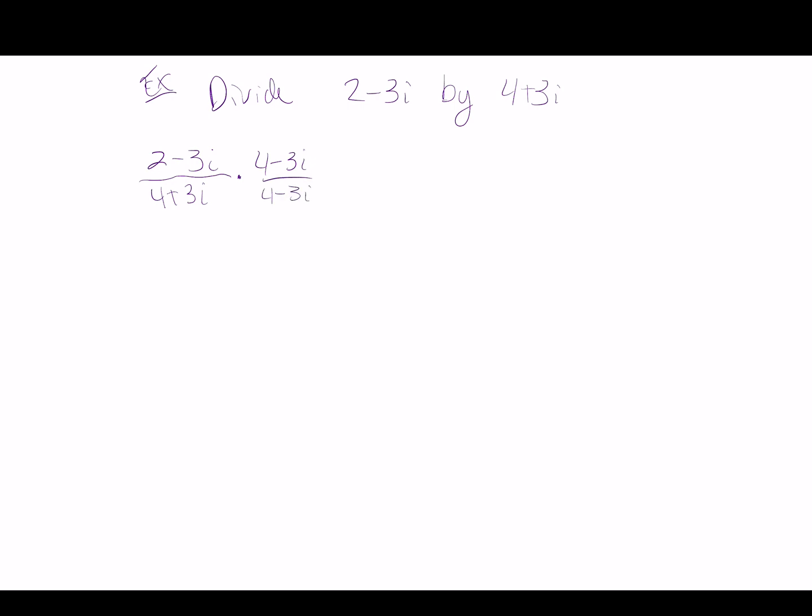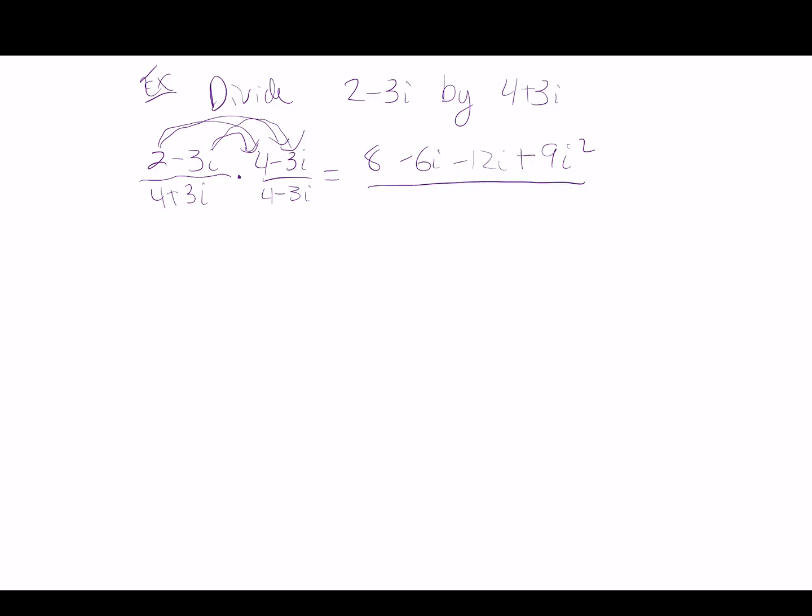Okay. So we can do the distribution in the numerator and the denominator. Well, let's do the numerator first. 2 times 4 gives us 8. 2 times a -3i is minus 6i. -3i times 4 is minus 12i. And -3i times -3i is plus 9i squared. That's our numerator.